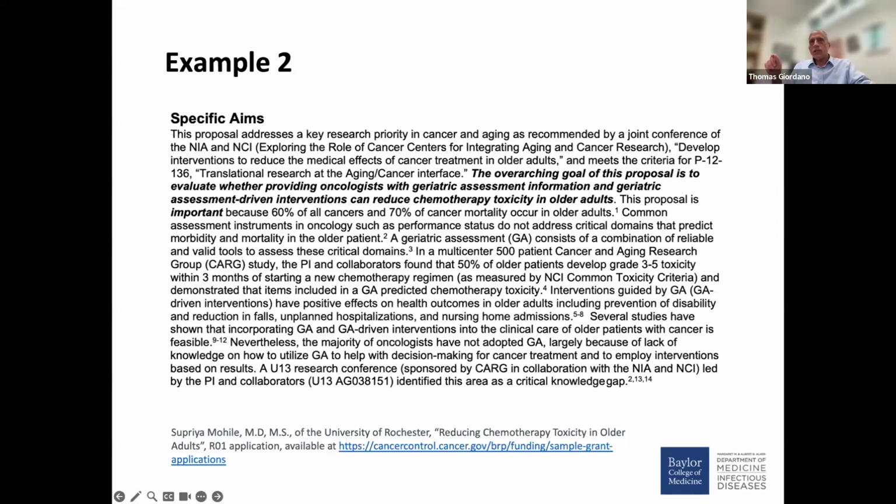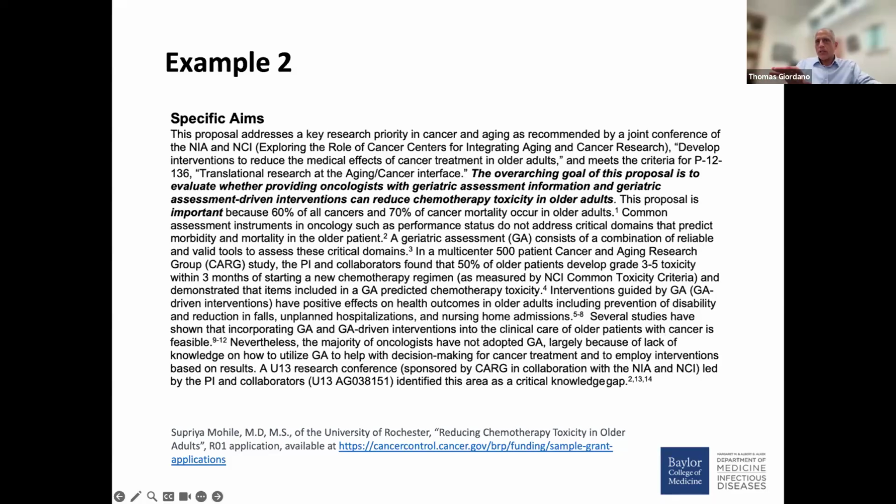Common assessment instruments in oncology, now they're identifying gaps, right? Common assessment instruments in oncology, such as performance tests, do not address critical domains that predict mortality and morbidity. And so then you can do this geriatric assessment in a multi-center 500 patient study. There's data here. We found that 50%, now you're into preliminary data in identifying your gap, right? Or identifying how you're going to fill the gap. 50% of older patients develop toxicity within 3 months of starting chemotherapy, and that this matters.